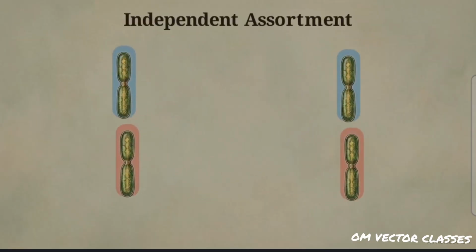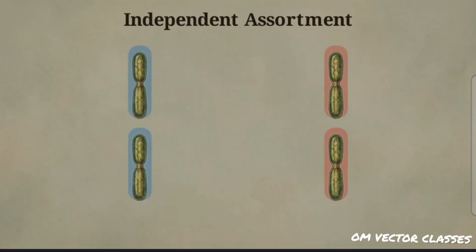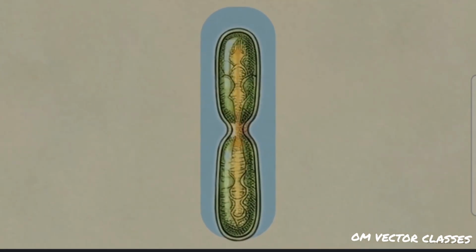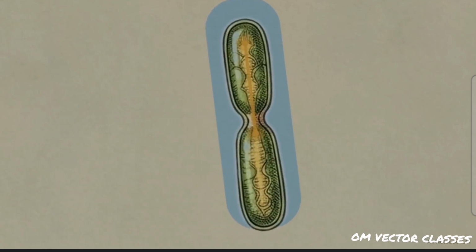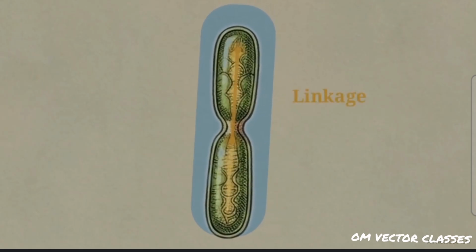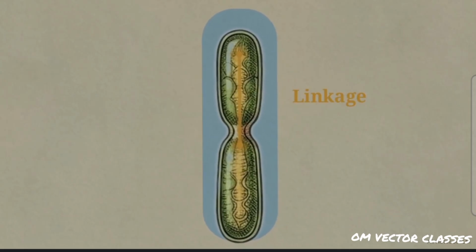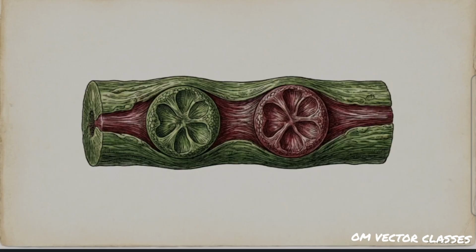Independent assortment is mechanically true only if the observed genes are on entirely separate chromosomes. When two genes reside on the same chromosome, they are physically tethered together. We call this linkage. Anchored to the same biological hardware, they cannot separate randomly. Linked traits violate Mendel's laws because their inheritance is dictated by their shared physical vehicle, not by independent probability.